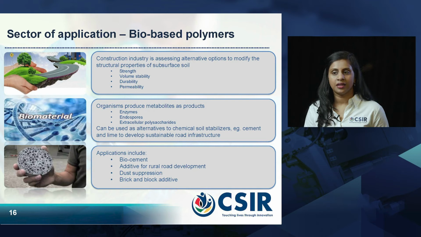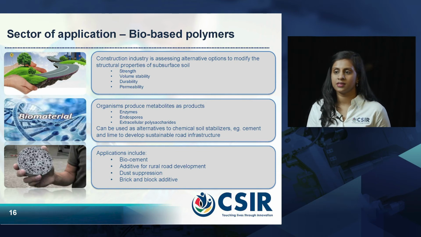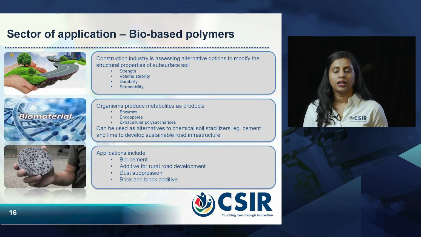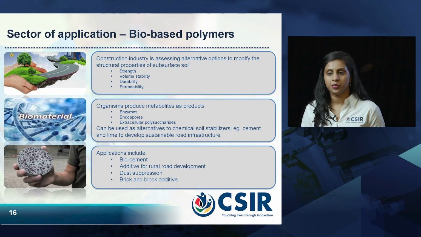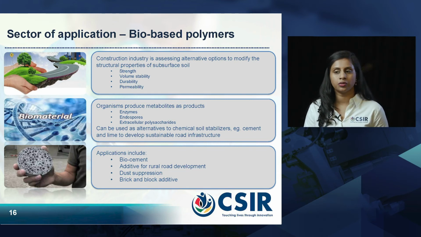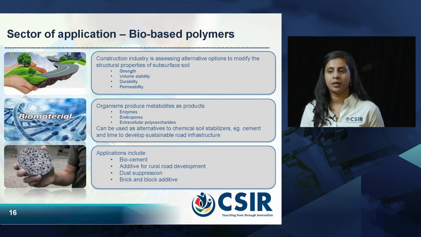These include enzymes, endospores, and extracellular polysaccharides. These biomaterials can be used as alternatives to chemical soil stabilizers such as cement and lime in order to develop more sustainable road infrastructure. Applications include biocement production, additives for rural road development, and brick and block additives.